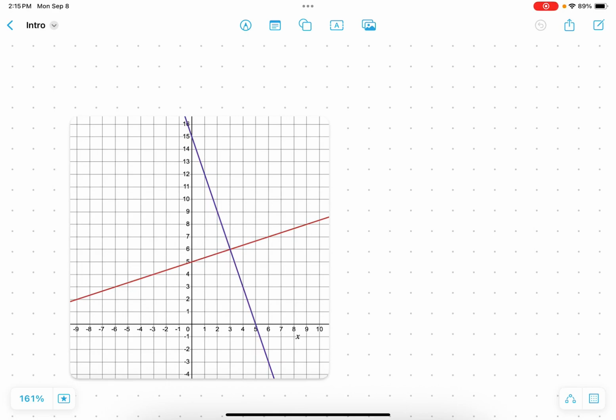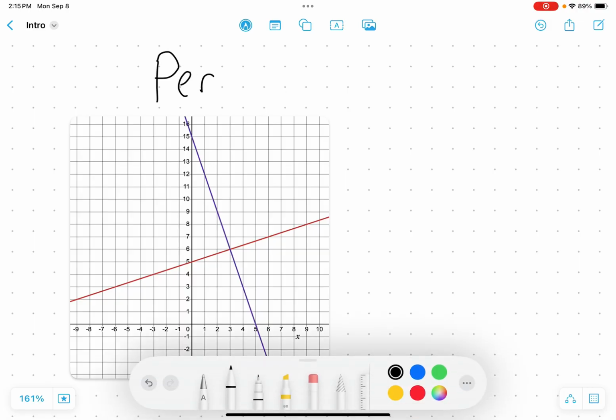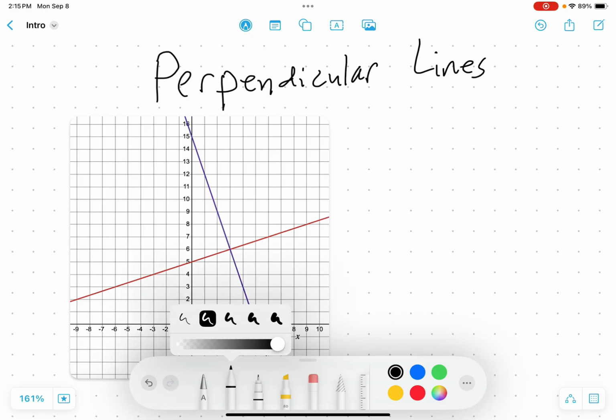All right, so for this lesson, we're gonna start learning about perpendicular lines. So let's remember what that means. I have an example here. You guys can just sketch it. You don't have to do a perfect graph in your notebook. But I want you to learn about how we find the equations for perpendicular lines when we're looking at a graph.